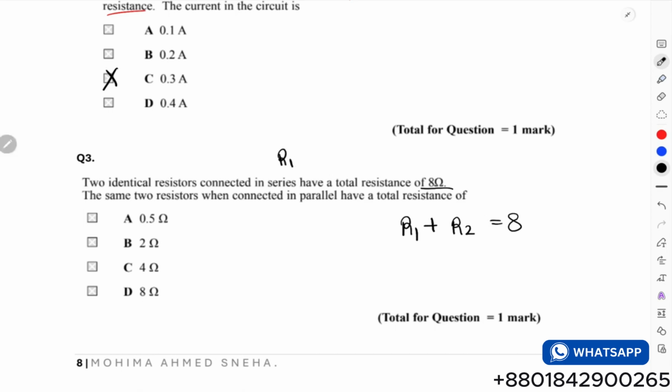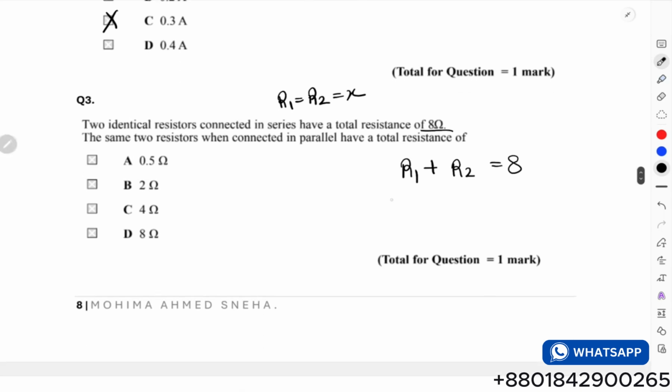So if the resistors are identical, then R1 and R2 are both X. They have the same resistance, that's why they are known as identical. So X plus X is going to be 8, which means X is equal to 8 over 2, which is 4. That means the individual resistors have a resistance of 4 ohms, and we need to find the total resistance when they are connected in parallel. So this was the working for the series part.